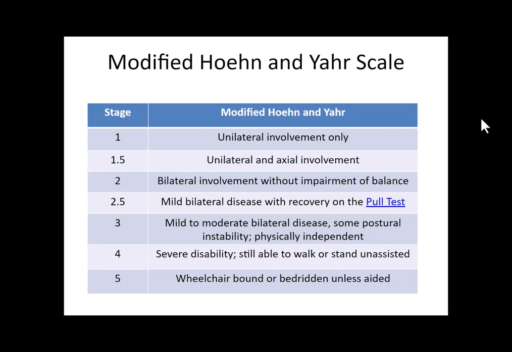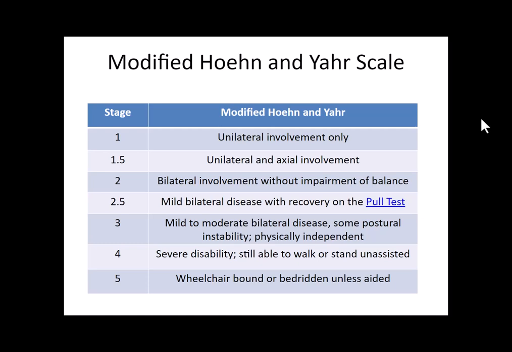It's indicative of retropulsion. Stage 3 is going to be a moderate bilateral disease with some postural instability. But in stage 3, the person is still physically independent. Okay, they don't need any help with anything. And stage 4 is going to be severe disability, but they're still able to walk or stand unassisted. The unassisted is going to mean without the help of another person.